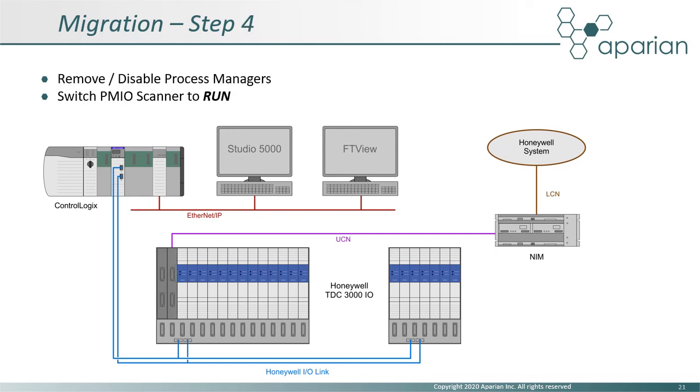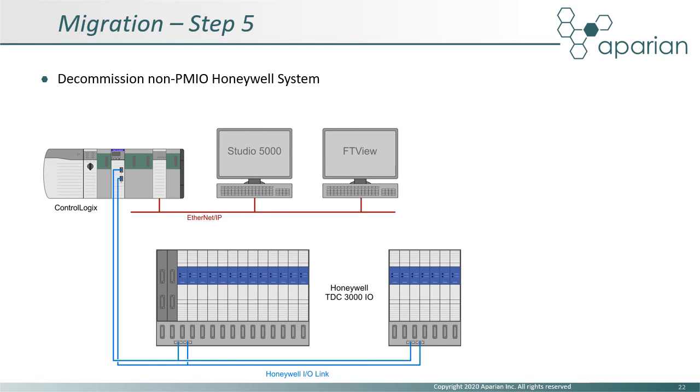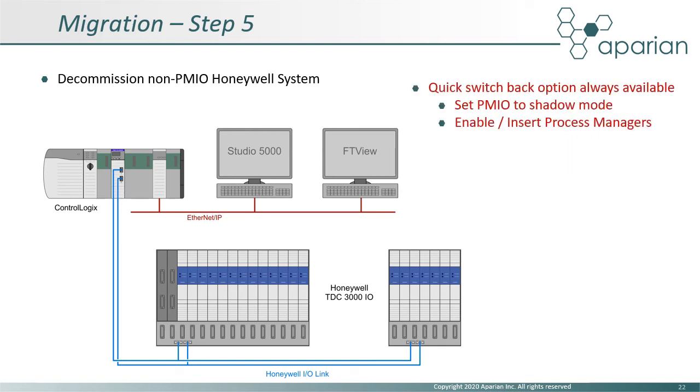When the ControlLogix application is ready, the existing process managers can be removed and the PMIO scanner placed into run mode. The ControlLogix is now controlling the application. The final phase would be to decommission and remove the ancillary Honeywell equipment.